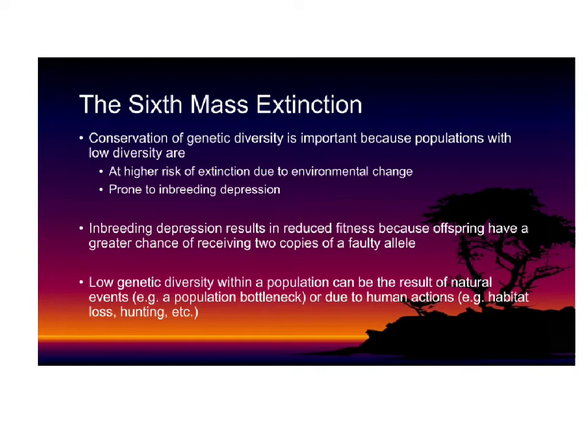So the conservation of genetic diversity is important because populations with low diversity are, number one, at higher risk of extinction when the environment changes, and the environment is always changing. And populations with low diversity are also prone to inbreeding depression, which is a biology term. So what's inbreeding depression? Well, inbreeding depression results in reduced fitness because offspring have a greater chance of receiving 2 copies of a faulty allele. The depression means a decline in terms of population numbers.